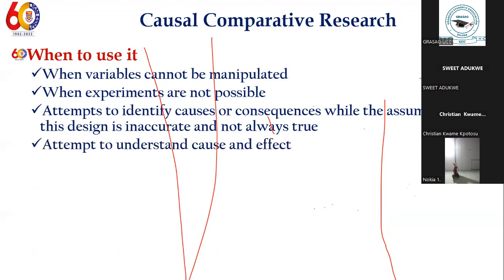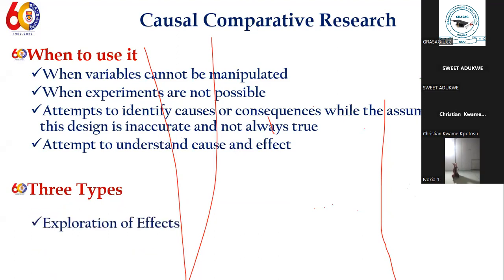Then when there is an attempt to understand the cause and effect, does it mean that higher salaries cause high work output? So do higher salaries cause output to be high? You have to test for some of these things, and the best design to use is the causal comparative. Again, there are 3 types of causal comparative.